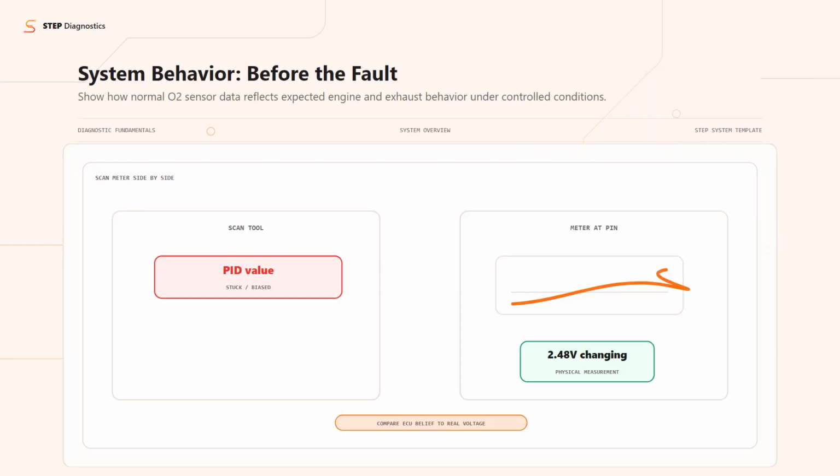Before faults appear, oxygen sensor data rapidly switches between low and high voltage as the engine maintains stoichiometric air-fuel ratio. This rapid cycling is the feedback signal the ECU uses for closed-loop control. Recognizing this healthy base pattern is the foundation for spotting issues.